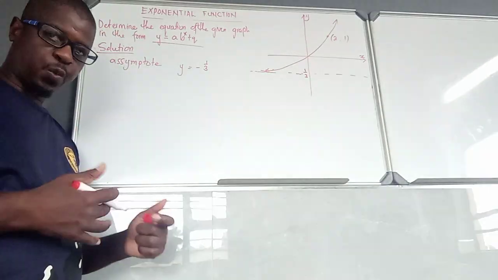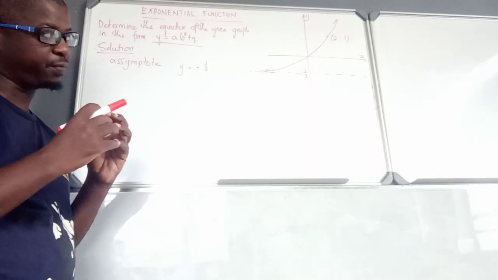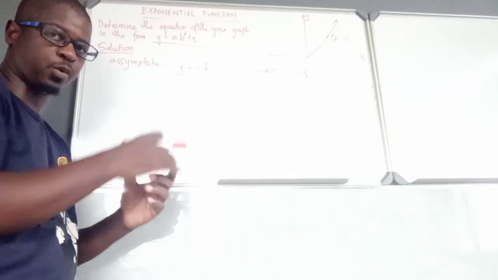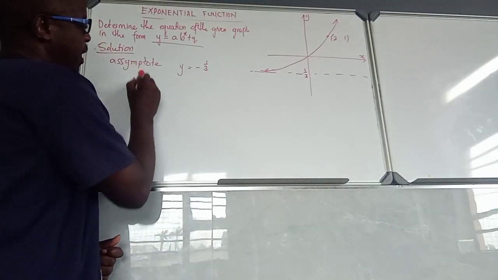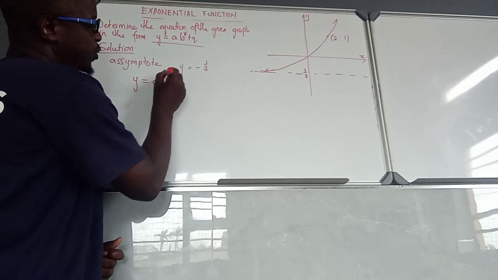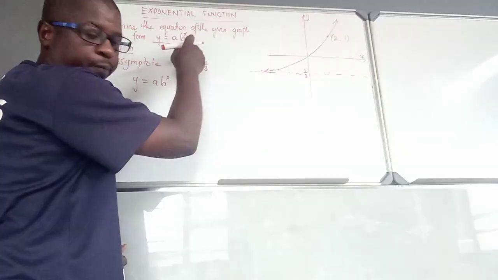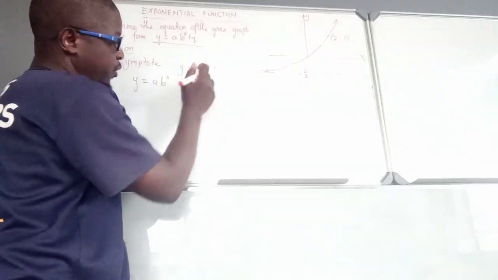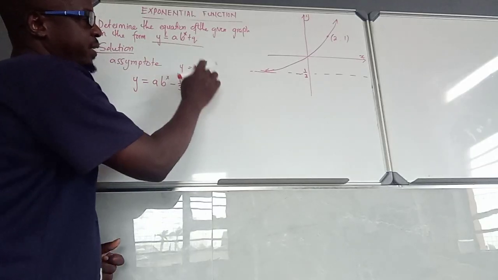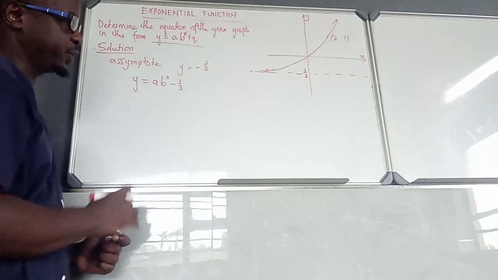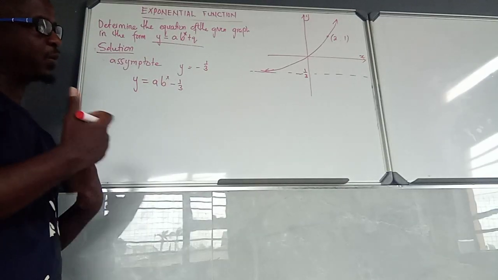So what do we do with this information? We're going to take this value of the asymptote and substitute it into the general form of the equation. The general form of the equation is y is equal to a b to the power of x plus q. We know what q is now. q is that, so we're going to add a negative a third. If you say plus a negative a third, this is what you get.